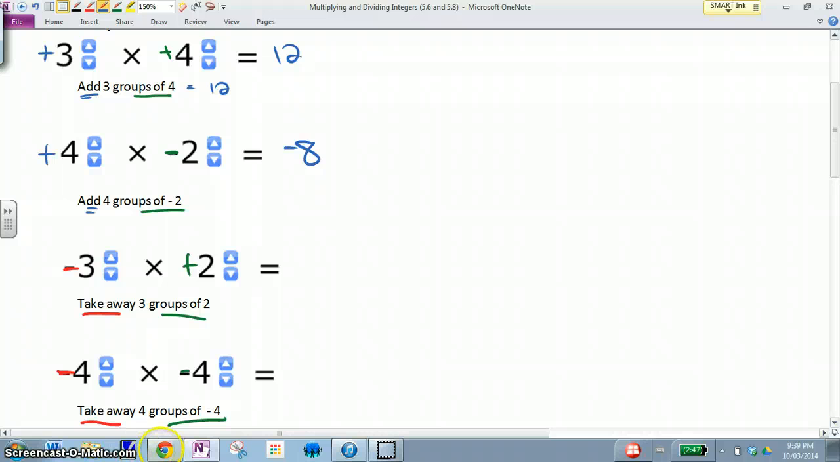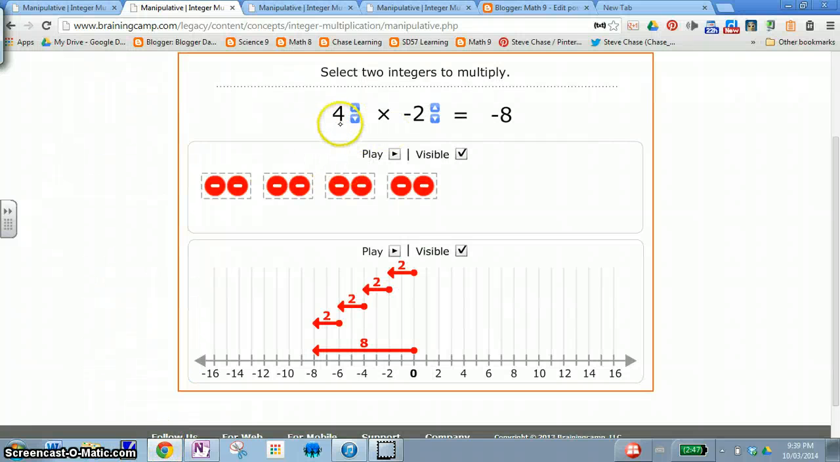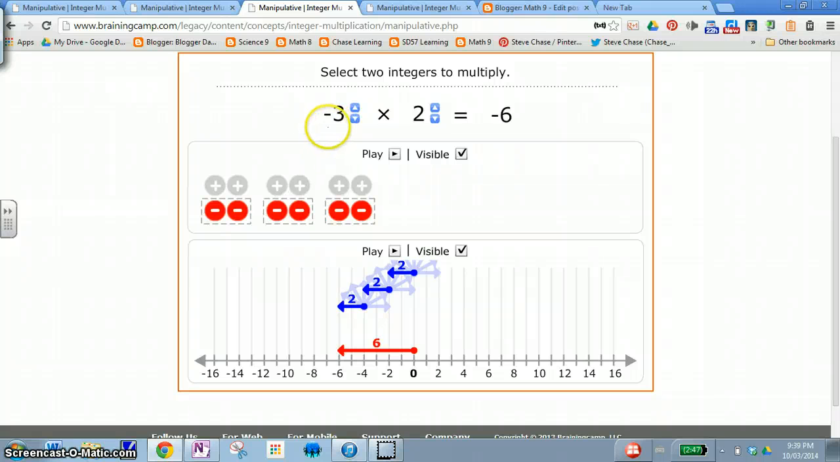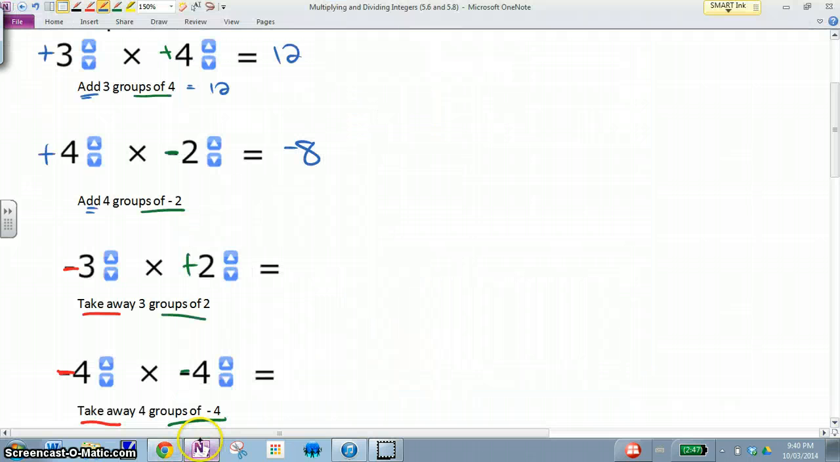Next one is -3 groups of +2. Now it's as if we're taking away 3 groups of +2. So here's the 0 pair showing up, and then we're taking away the positives, left with the negatives. Here's the 2's appearing, and then we're taking away those 2's, ending up with -2's, and the total down here is the -6, the red 6 in the number line. So this guy was -6.